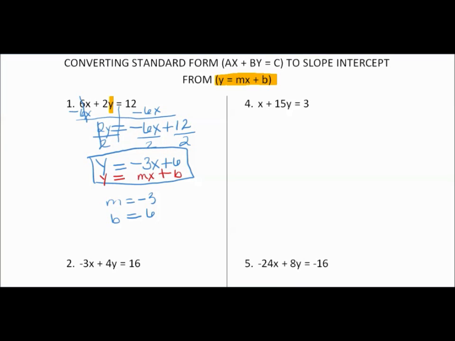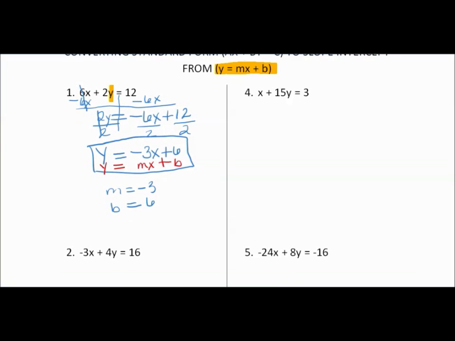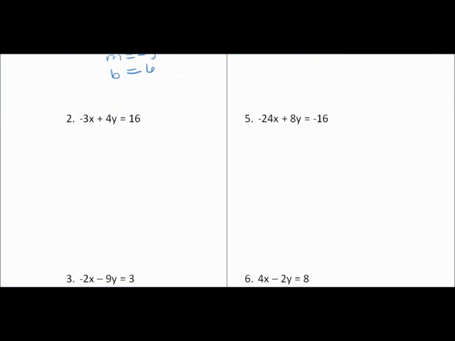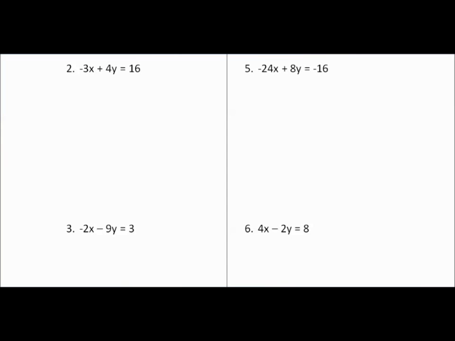So let's scroll down so we can look at the next one. It's a fairly simple process, and you should be able to pick up on this pretty quickly. So the next one I have negative 3x plus 4y equals 16. That's my standard form. Remember, my goal is to isolate my variable y. I want to isolate my variable y, so that means I need to get rid of 3x. So if I have minus 3x, I want to add 3x to both sides of my equation.